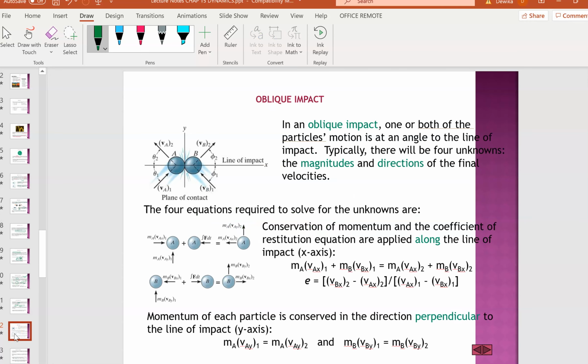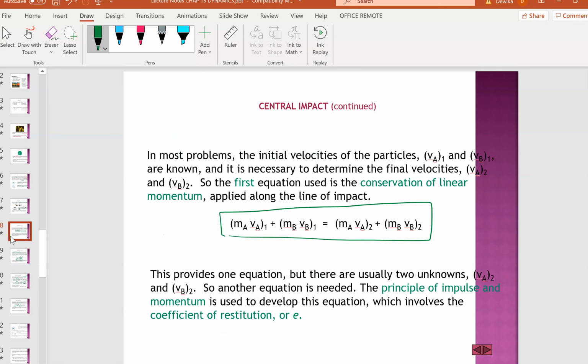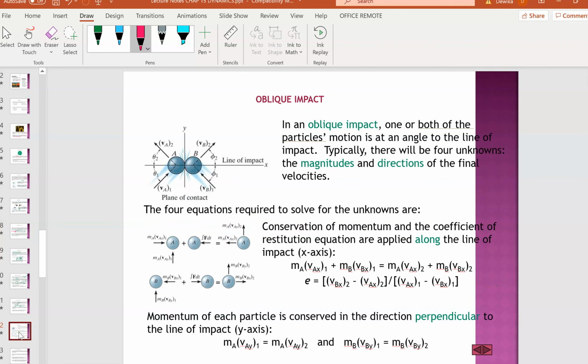Now, oblique impact can be a bit more complicated. The reason being, it's actually easy, it's just that you may make some careless mistakes. Look at this. When you have a central impact, it means it is all along the same axis, which is the x-axis. So whatever you plug in here is x, x, x, you don't have a y here, right? The difference in oblique impact is that everything is the same, but if we solve for x, then it is x, and if we solve for y, then it is y. That is the difference.